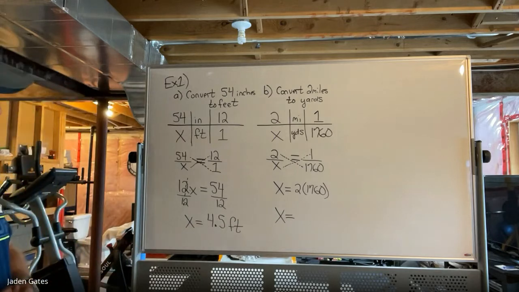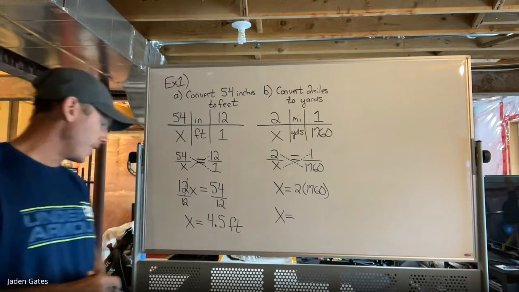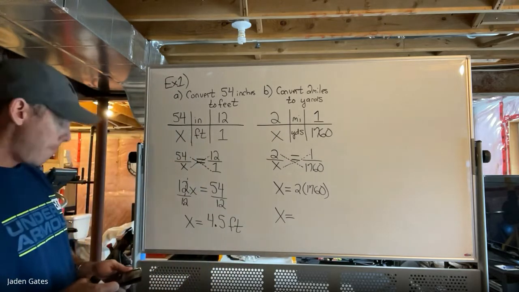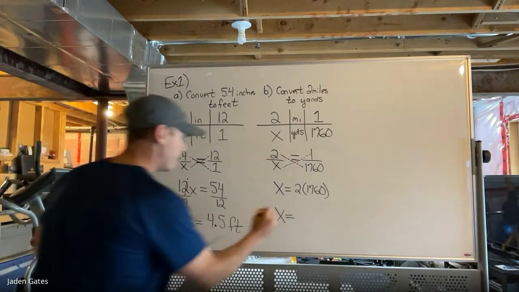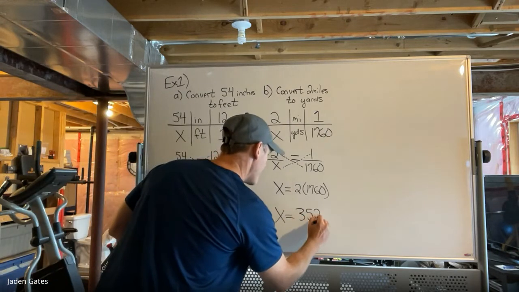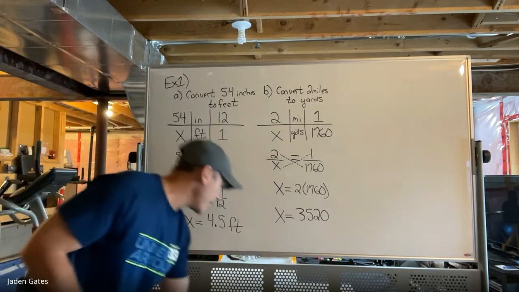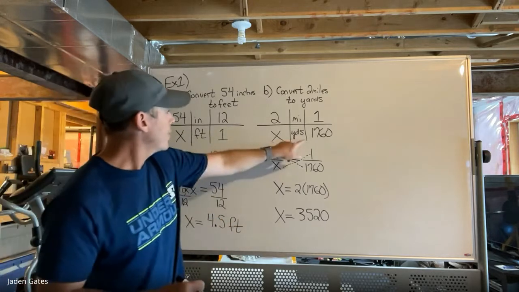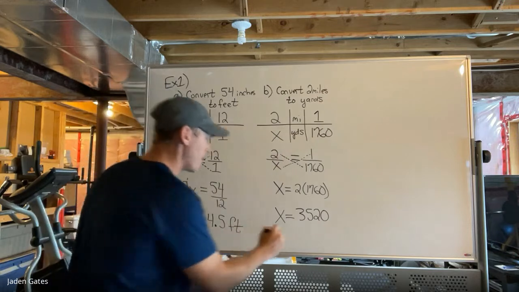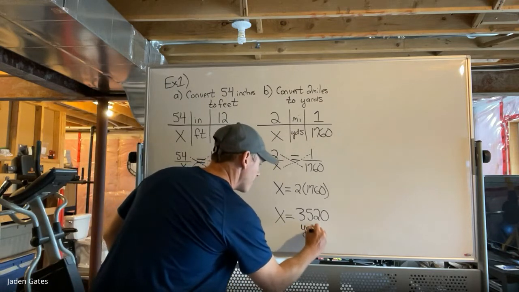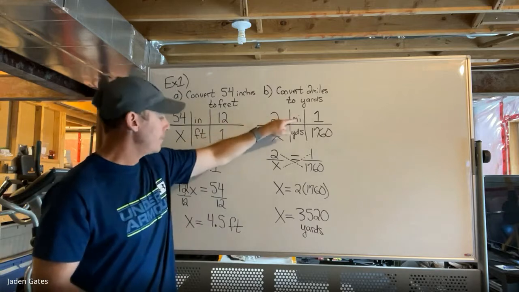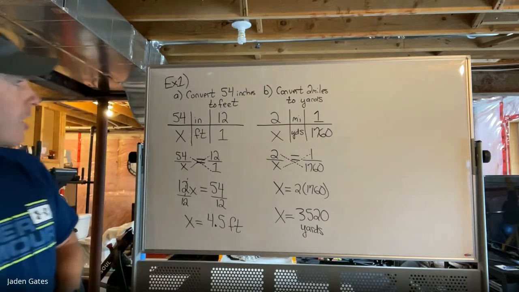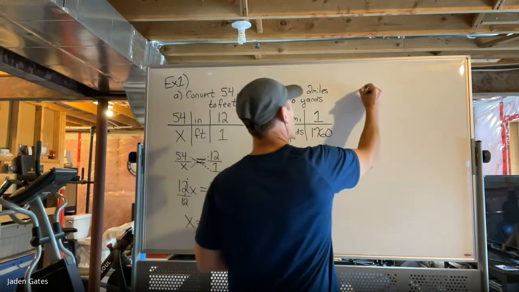All right, so I get 2 times 1,760, and I type that into my calculator here. And I get 3,520. And again, if you write out all the steps, what are we looking for? Look up here, x, yards. We want to know how many yards. There we go. So 2 miles is 3,520 yards. All right, let's try another one of those before we step it up and get a little bit harder.